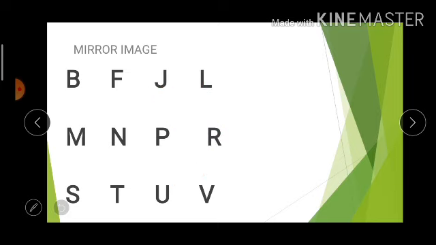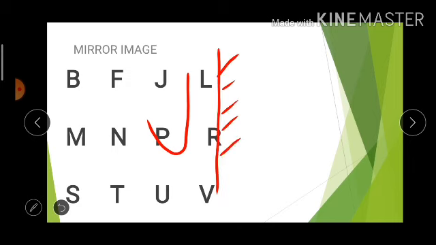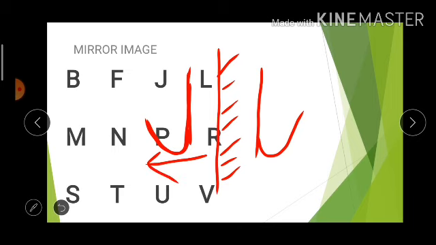Now for example, let's take the letter J. Again, same way like in B, for the letter J there is a vertical line. The line is nearer to the mirror. I'll make a line that is nearer to the mirror. Now you have a curve in J also. I'll make a curve that is going away from the mirror in this direction, that is, in the mirror image also same way it will go away from the mirror.